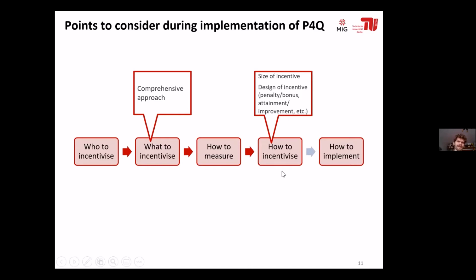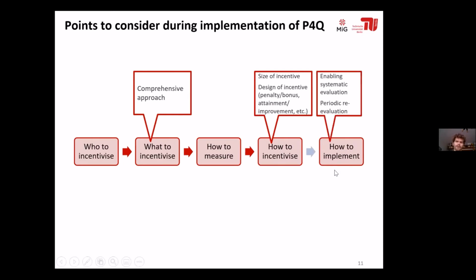The size of the incentive is an important question, and on the one hand, it should be large enough to potentially achieve an effect. On the other hand, it should not be too large to avoid that there are unintended consequences and providers focus too strongly only on the measured areas of care and ignore other aspects of care. And there are many theories about the design of the incentive, whether it's better to use a penalty, a bonus, to reward attainment or improvement, and often it's good to have a mix of these approaches in order to provide a more balanced set of incentives.